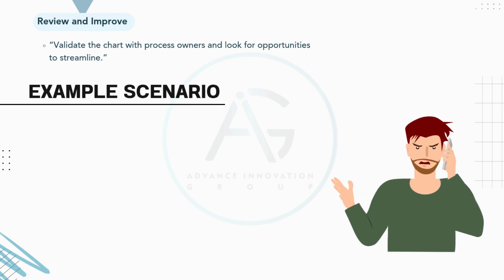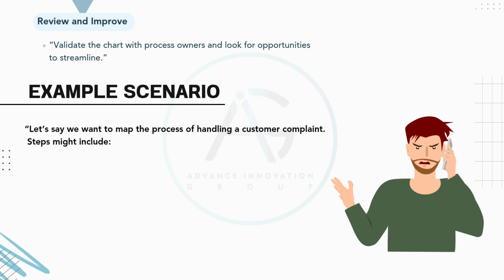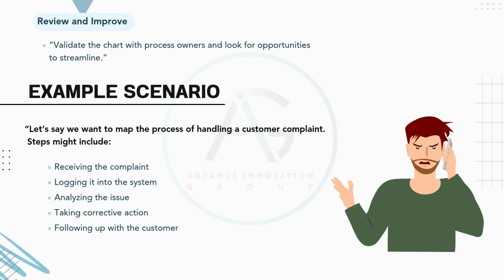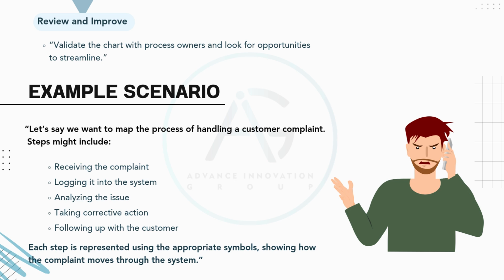Example scenario. Let's say we want to map the process of handling a customer complaint. Steps might include receiving the complaint, logging it into the system, analyzing the issue, taking corrective action, following up with the customer. Each step is represented using the appropriate symbols, showing how the complaint moves through the system.